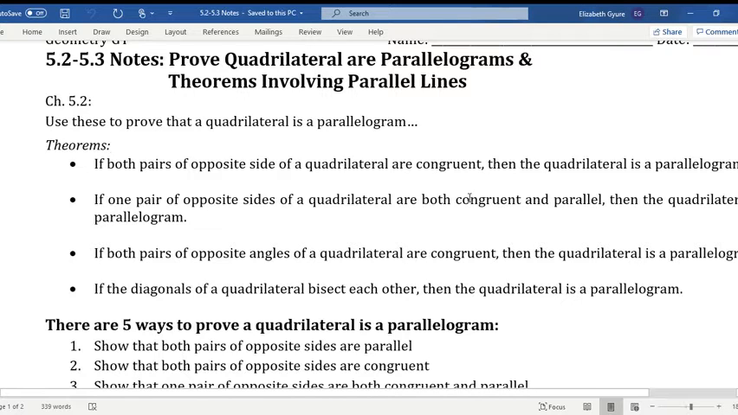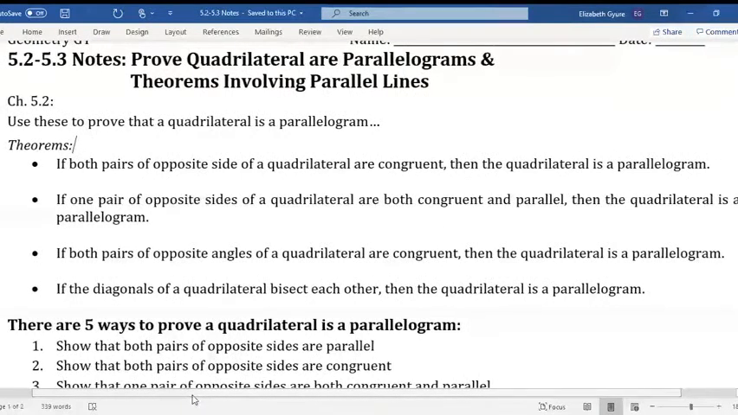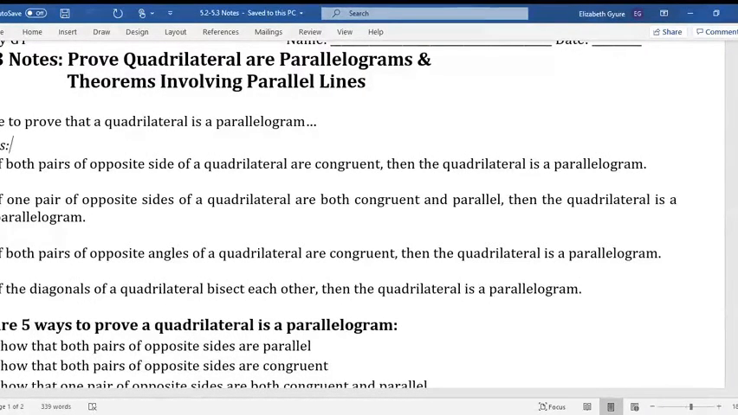Now, there's a few ways to combine certain of those properties, and they become other theorems that we talk about. So our first theorem, and these don't have names, they're more just descriptions. So if you use them in a proof, you can just shorthand them, right? Write a brief summary. I don't expect you to write out the full statement all the time. But our first theorem is if both pairs of opposite sides of a quadrilateral are congruent, then the quadrilateral is a parallelogram.